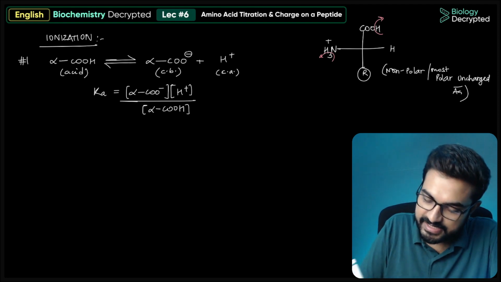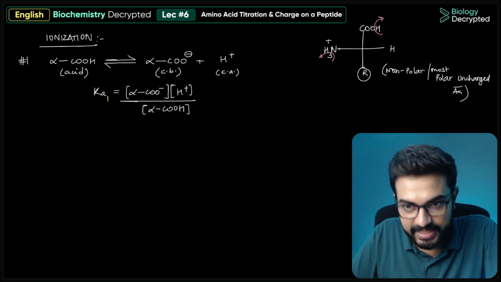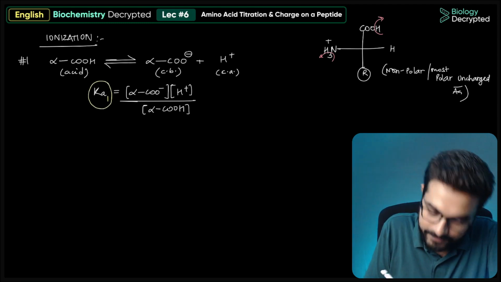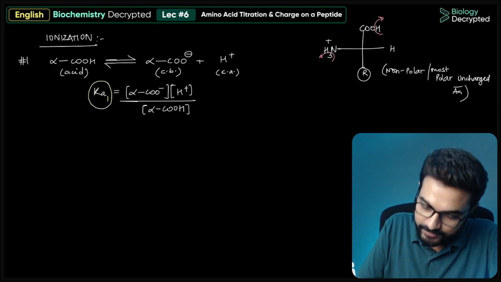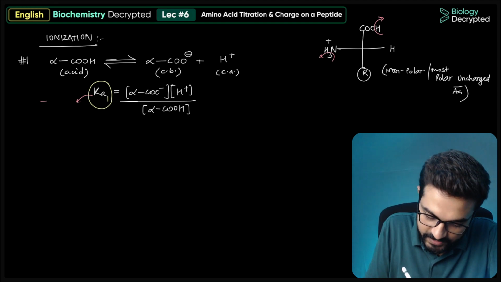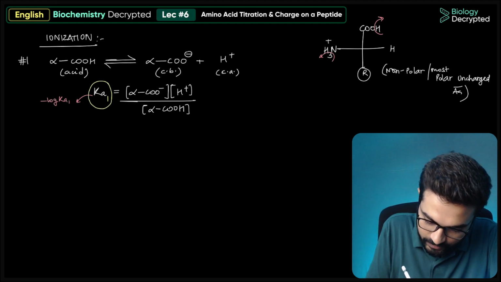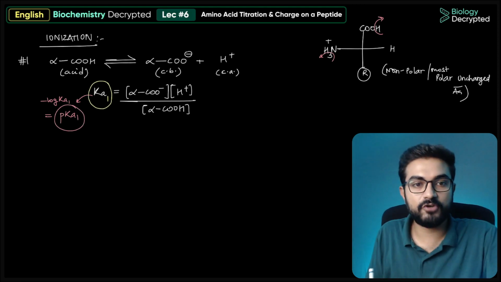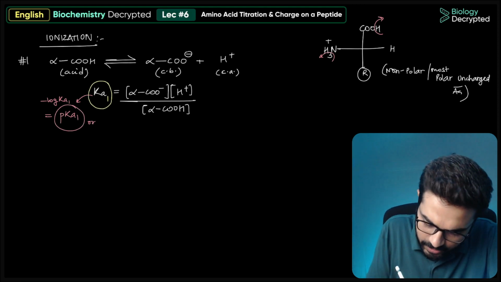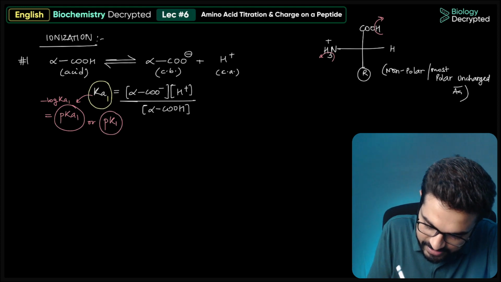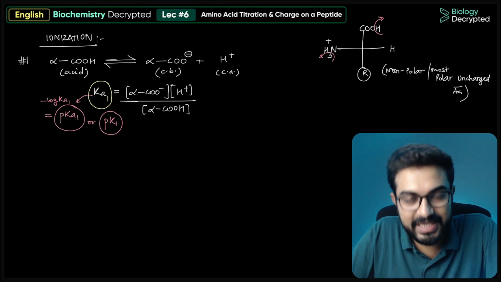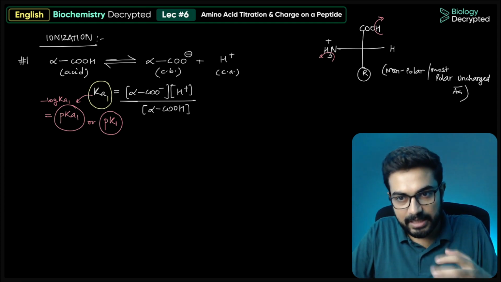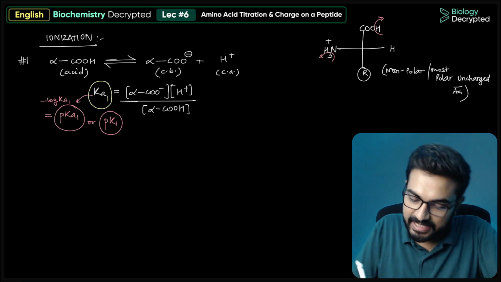Since this is the first ionization that is taking place, the first dissociation, this will be Ka1. And for Ka1, if we take the negative log of Ka1, we get pKa1. So this is the concept of pKa1, or it can be simply called pK1. Some books simply refer to it as pK1. So this is the first ionization taking place. The carboxylic acid group is getting ionized.